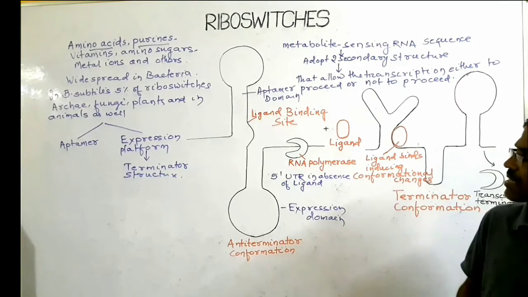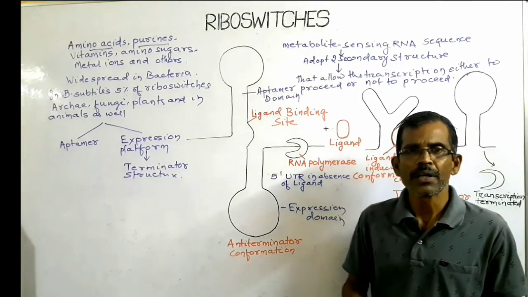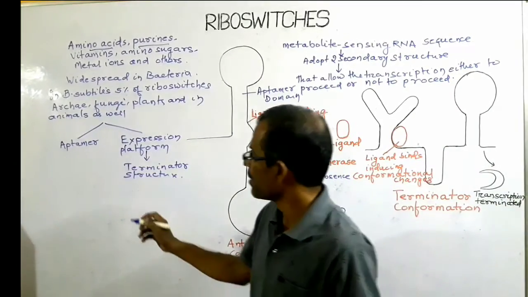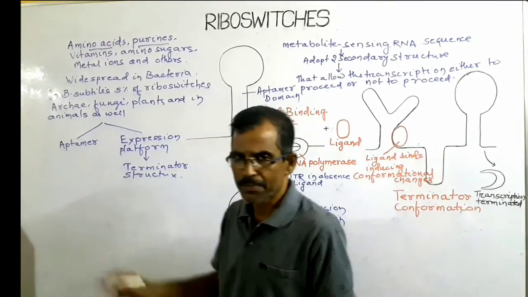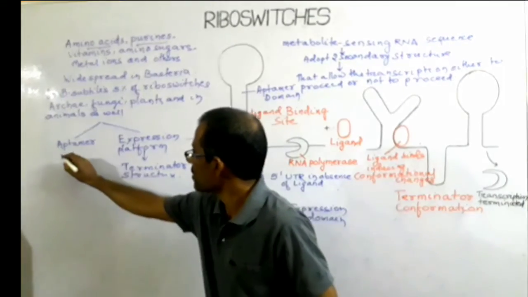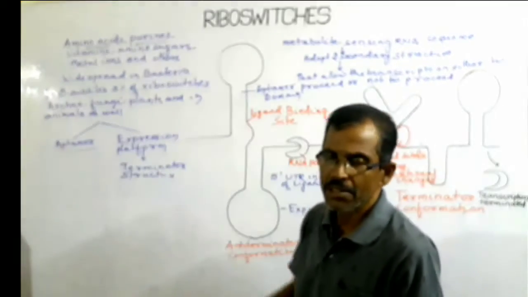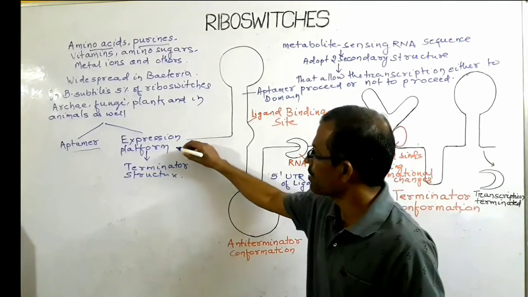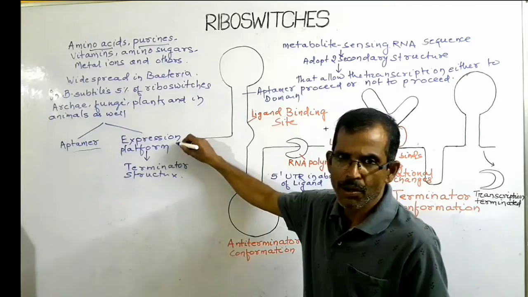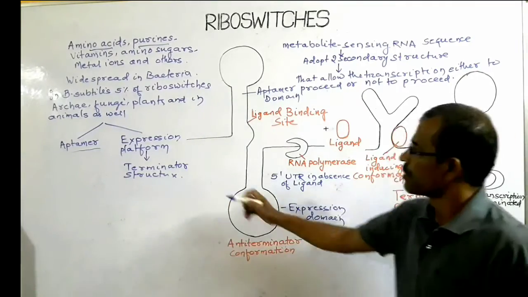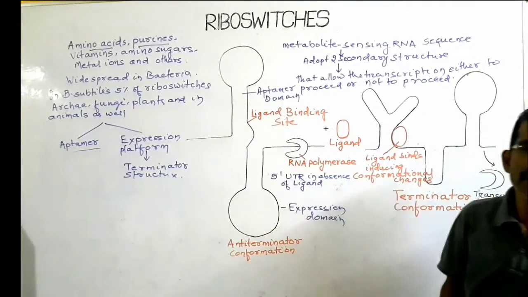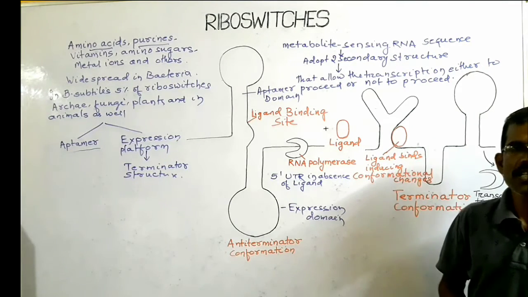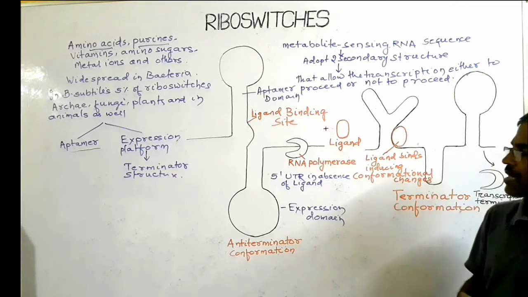These riboswitches contain two important domains. One domain that binds with ligand is called the aptamer. Aptamer is the domain that binds with a specific ligand. The other domain is the expression domain or expression platform. The expression domain is capable of forming a terminator structure that causes termination of transcription.